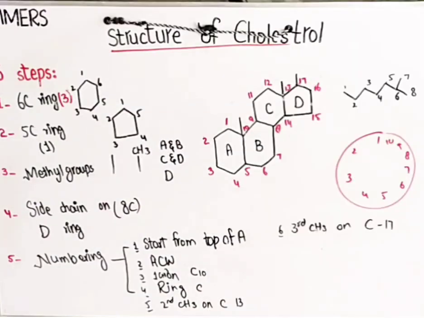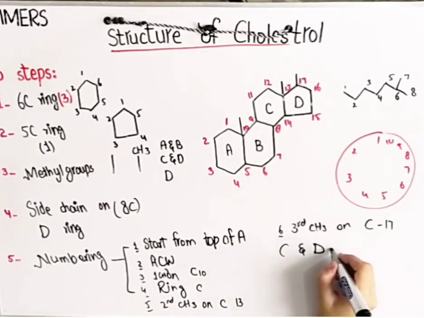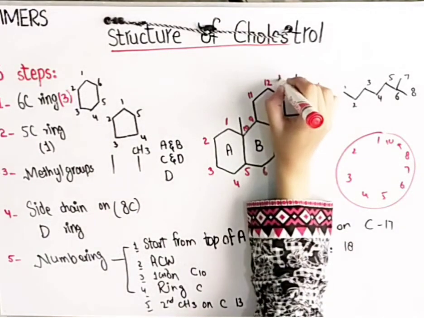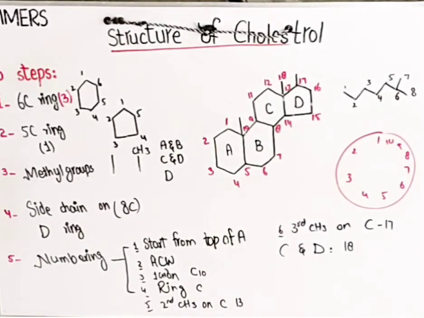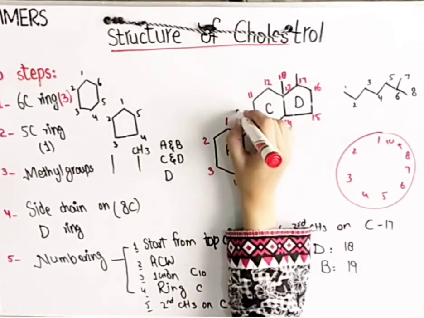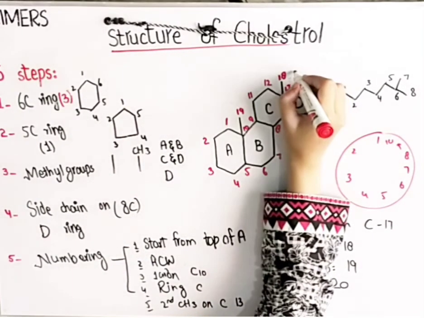Now onwards, we have to mark carbon number 18. Do remember, between ring C and D, we added a methyl group. That would be marked as carbon number 18. Now the methyl group between ring A and B would be marked as carbon number 19. So here is carbon number 19. And then the methyl group on ring D would be marked as carbon number 20. So this is carbon number 20.